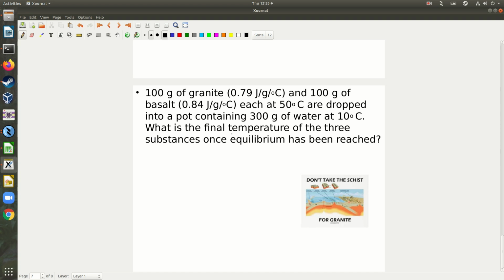I wasn't thinking. Hindsight. Okay, 100 grams of granite, where its specific heat's around 0.79 joules per gram degree Celsius, and 100 grams of basalt, which is around 0.84 joules per gram degree Celsius, are each at 50 degrees Celsius and are dropped into a pot containing 300 grams of water at 10 degrees Celsius. What is the final temperature of the three substances once equilibrium is reached?